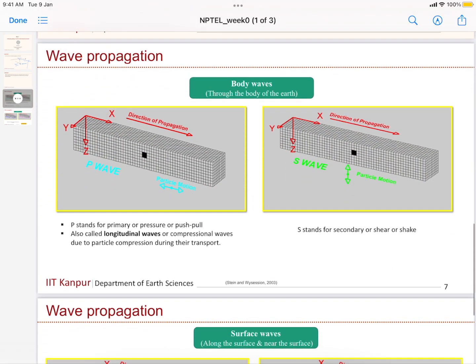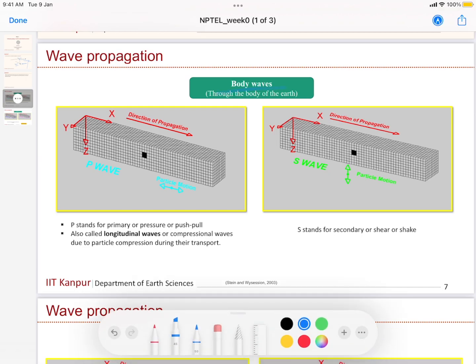In general, we have four kinds of seismic waves. Under that, we have two broader categories. First is the body wave that you can see over here. As its name suggests, it travels through the body of the earth. Under that category, we have two major waves. First is the P wave, as you can see, and the second one is the S wave.